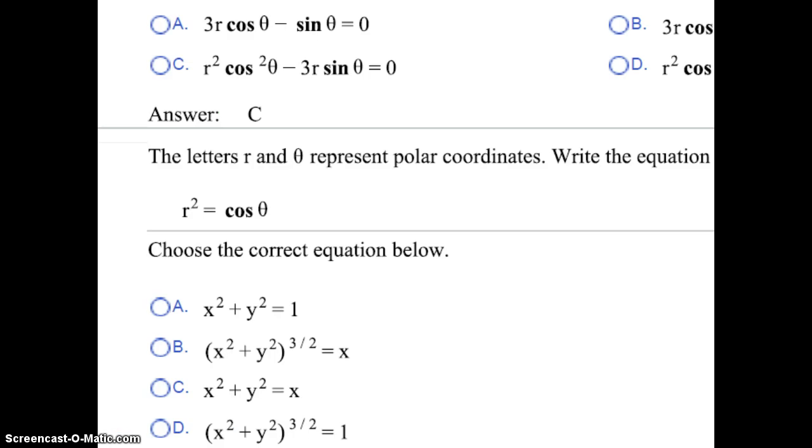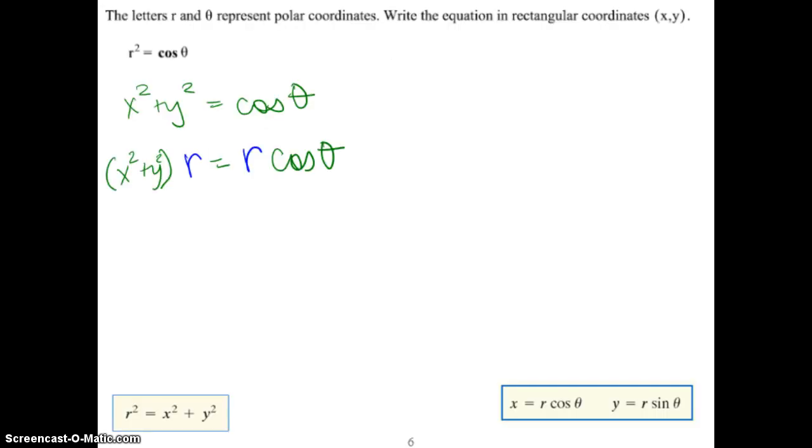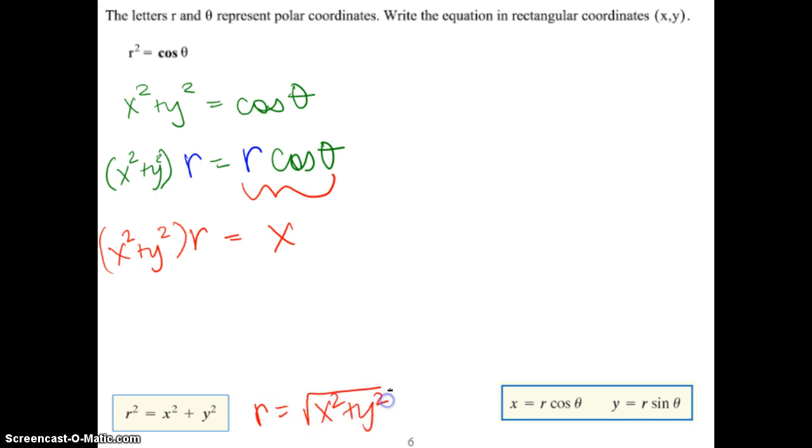Now, the right side, r cosine theta is equal to x. The left side, we can rewrite as x squared plus y squared times r. And the last thing that we have to get rid of is that pesky r. So since r squared is equal to x squared plus y squared, wouldn't you say that r is equal to the square root of x squared plus y squared?